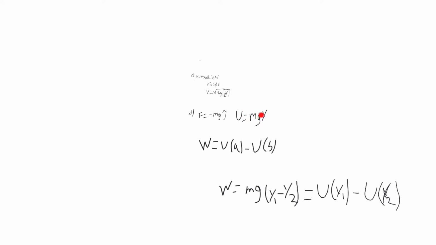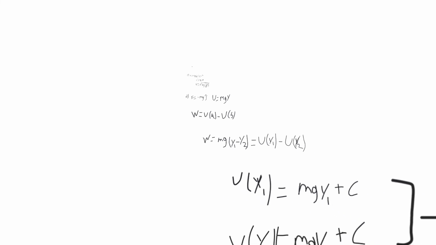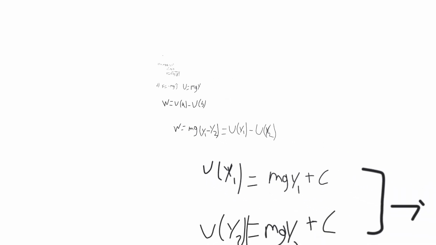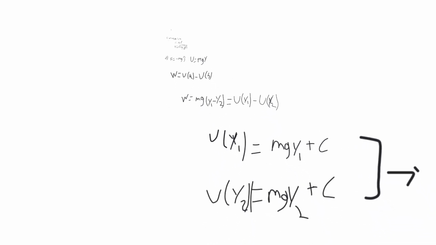U equals mgy. Now that's the answer, but I'm going to show you why that is, okay? So we know that work is equal to U of the initial minus U of the final, right? And according to the theorem, we can equate those two because the work is also equal to mg (y1 minus y2), and we can put y1 minus y2 here without it being negative, because in this case y1 is bigger, so it's not going to be negative.